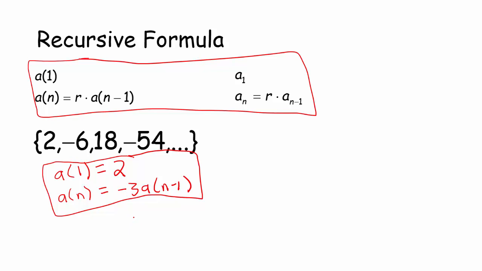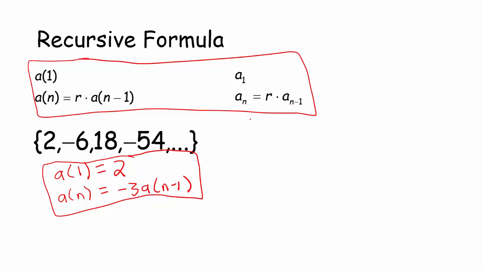But if I wanted to know, say, the 10th number in the list, with the recursive formula I would have to build up the entire list in order. I would have to start with a of 1 being 2, and continually multiply by negative 3 until I got up to that 10th number in the list. Whereas with the explicit formula, if I wanted to know a of 10, I could just substitute 10 in for n and go right to that number in the list. So there are advantages and disadvantages of both forms.